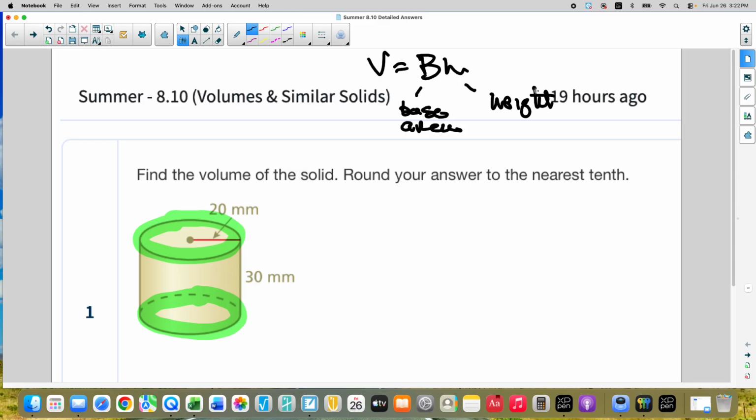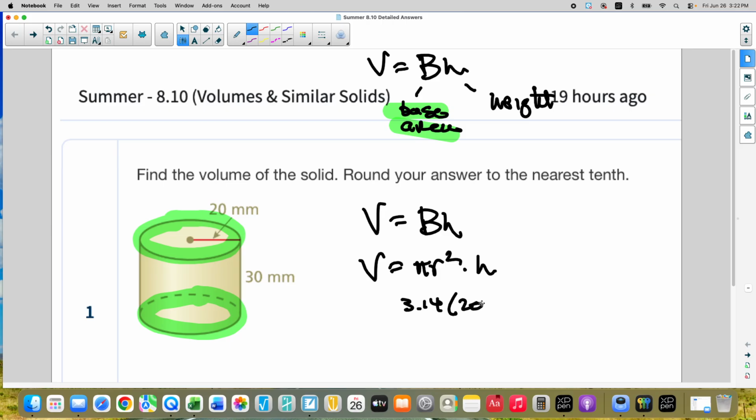So we have the base area is dependent on the shape, which is a circle. And so this area of a circle is, so we have this equation. We're going to fill in the area of a circle, which is pi r squared, and then we're going to multiply it by the height. So pi is 3.14. The radius is 20 squared times the height, which is 30.